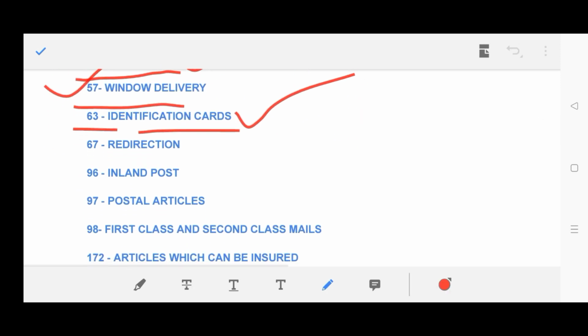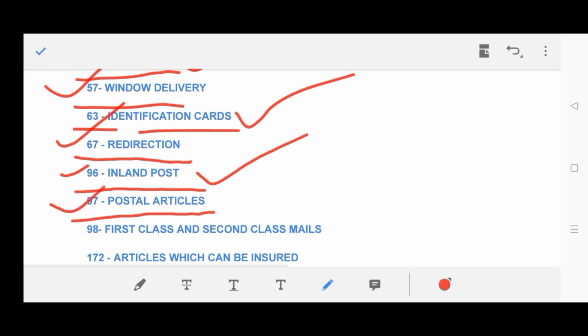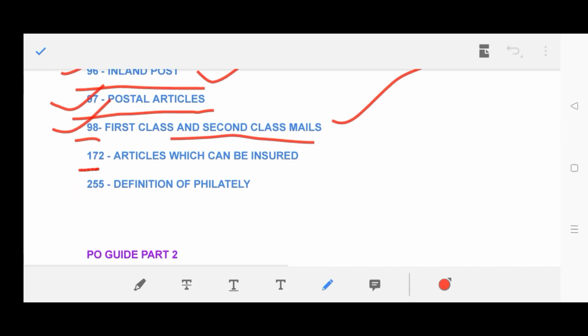Next, redirection is in class number 67. Inland post is discussed in class number 96. Postal articles, the different types of articles, are discussed in class number 97, and in class number 98, first class articles and second class mails. And class number 172 covers articles which can be insured. Which articles can be insured? That is all discussed in class number 172.